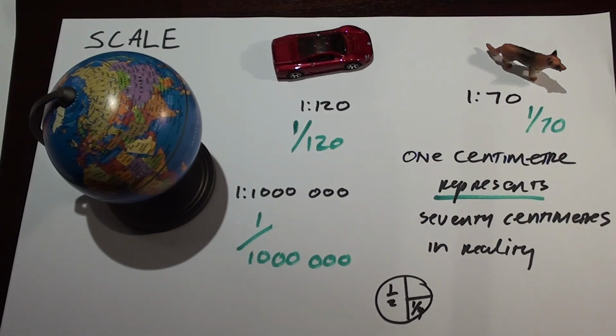So the biggest scale over here is the dog at 70, because it's only 70 times smaller than reality, whereas the car is 120 times smaller than reality, and the world is 1,000,000 times smaller than reality.